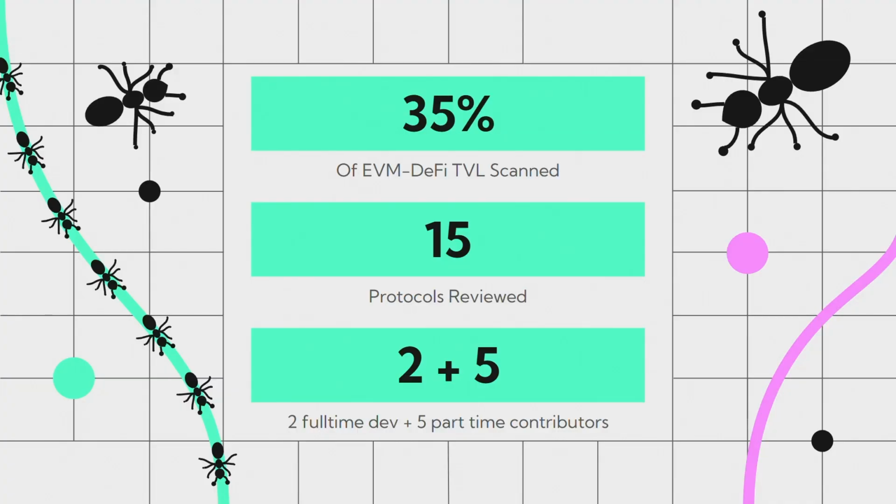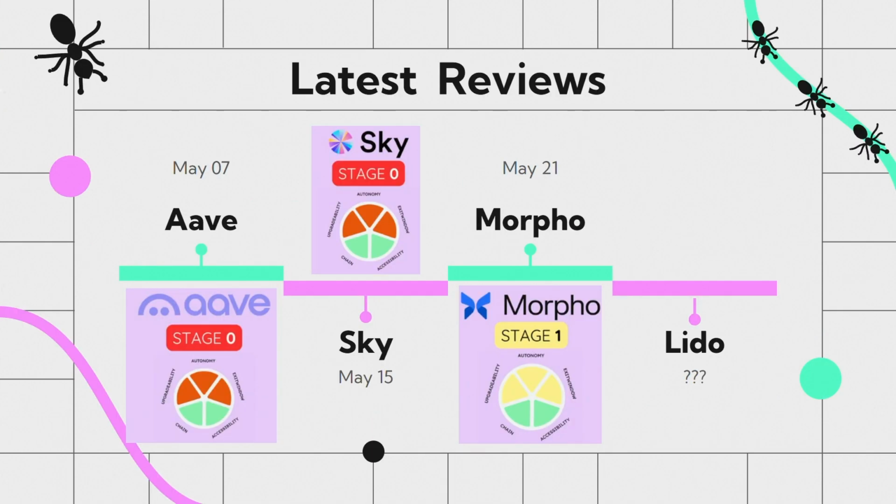So quick metrics, we have about 1/3 of the total TVL in DeFi already covered on DeFiScan, and it's going fast. We were not even at 10% 3 months ago. 15 protocols reviewed in total, and a team of roughly 7. In terms of latest reviews, this is just for the month of May, we got Aave, Morpho, and Sky, with Lido and Pendle coming next, if you're interested in that.